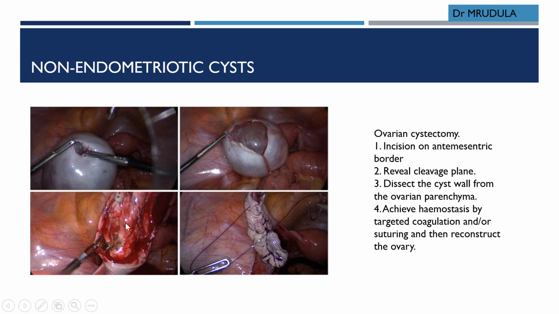Now you have to dissect the cyst wall from that ovarian parenchyma and achieve hemostasis by targeted coagulation or by suturing. And then reconstruct the ovary. So this targeted bipolar application is very important. You should not go for randomized coagulation because it will damage the normal ovarian tissue. So this is for non-endometriotic cyst.